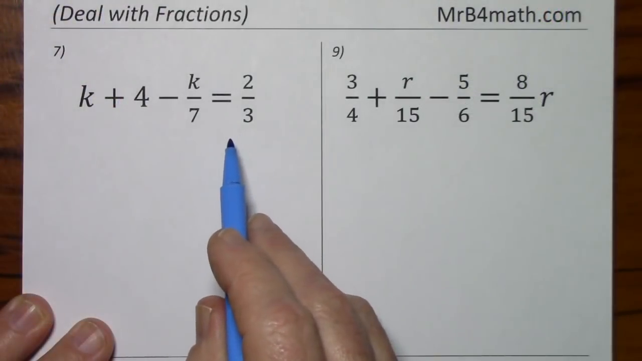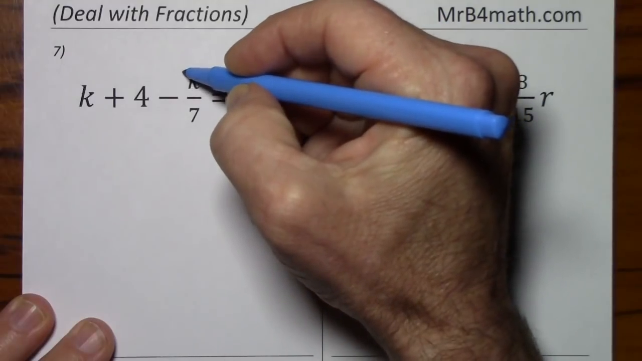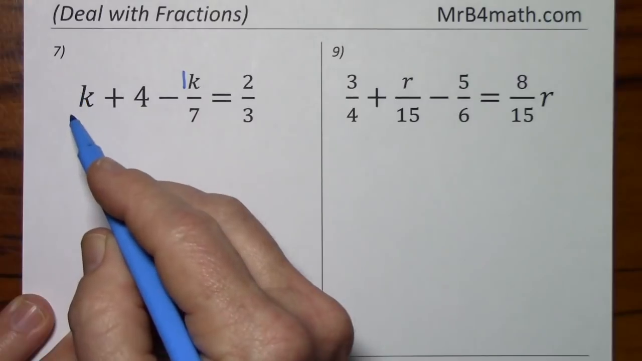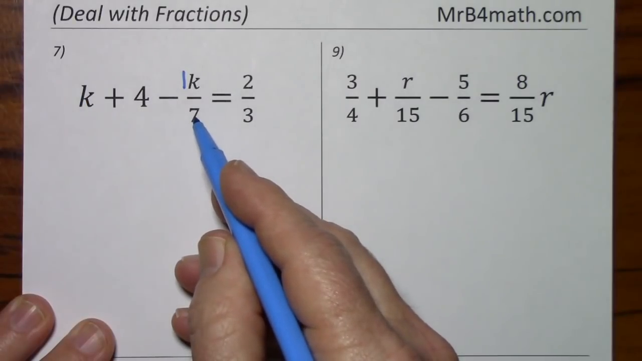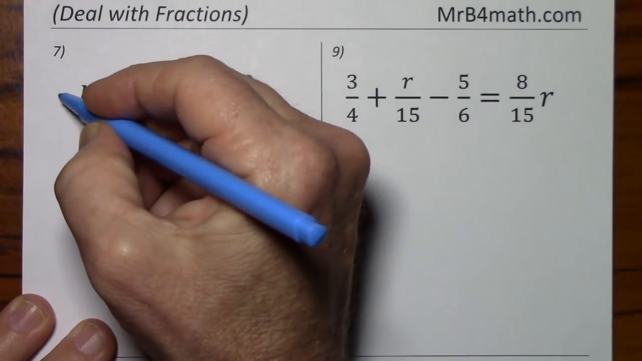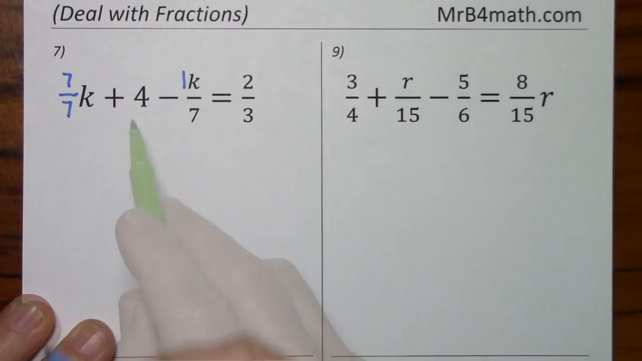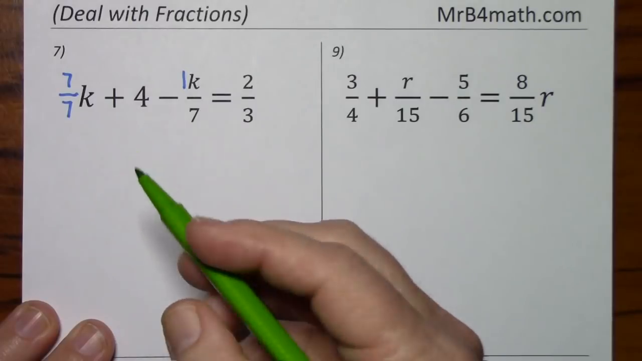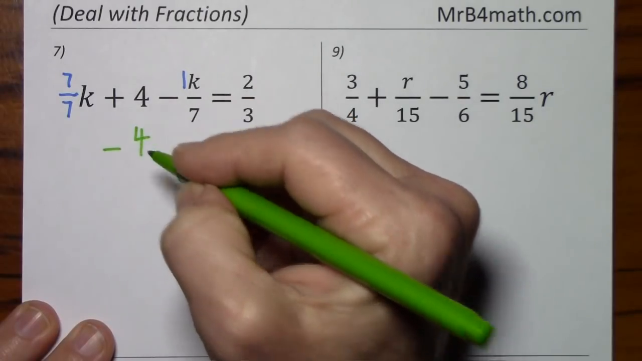Looking at this problem, we want all fractions. So k over 7, I'll put the 1 in front of the k. This k has a 1 in front of it if nothing's written. I would like a denominator of 7, so I'm going to write this 1 as 7 over 7. The 4 is what I'm going to get rid of first. It's a positive 4, so I'll put negative 4 underneath it.